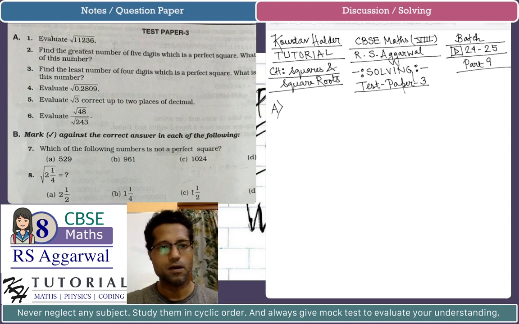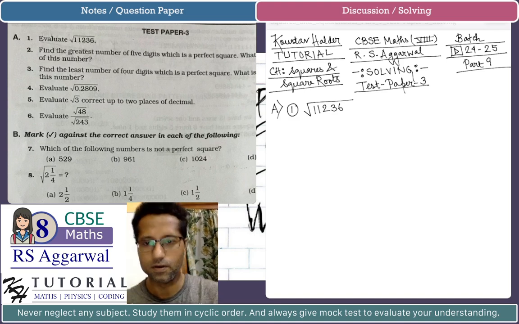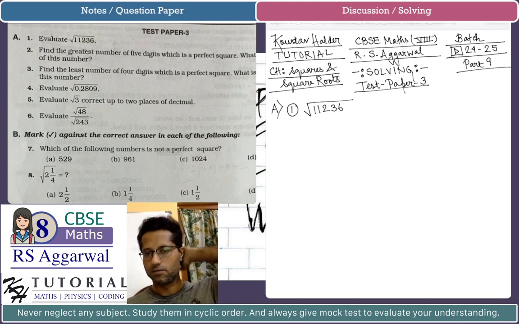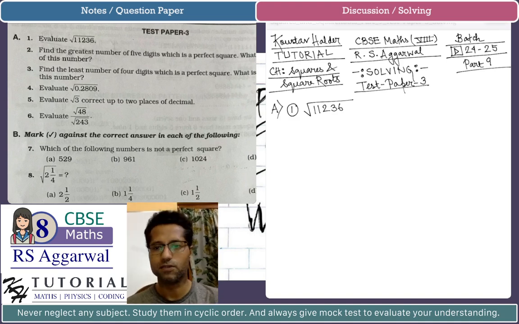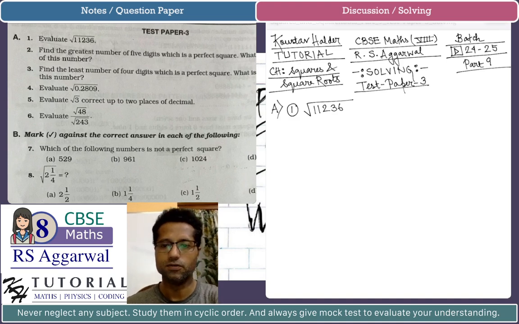Section A, problem 1: we have to evaluate the square root of 11236. You have primarily two important methods by which you can find the square root of a given natural number, that is the prime factorization method, or you can also use the long division method. I think the long division method is a very general purpose method using which you can find the square root of any kind of number. It can be a perfect square, a non-perfect square, a decimal number, fractions, whatever. So I will prefer to find the square root using the long division method.